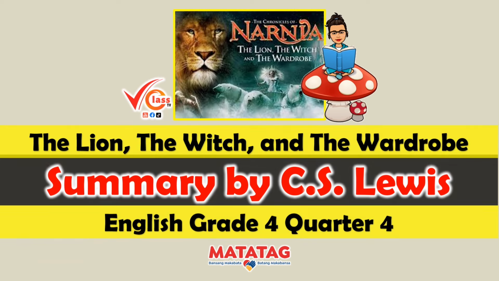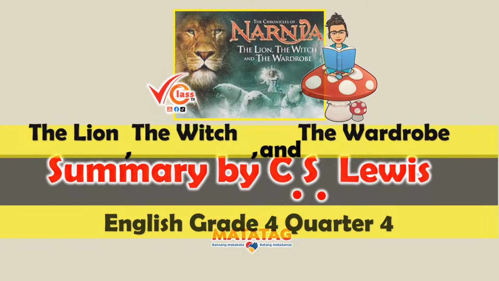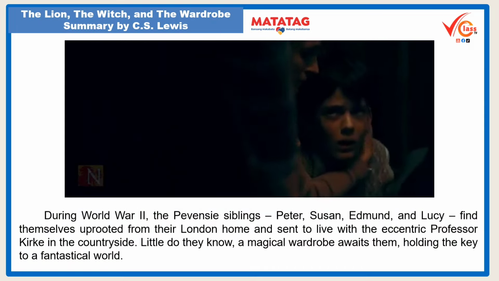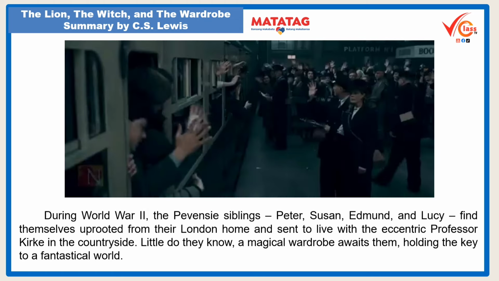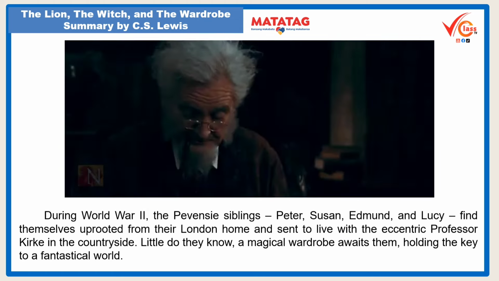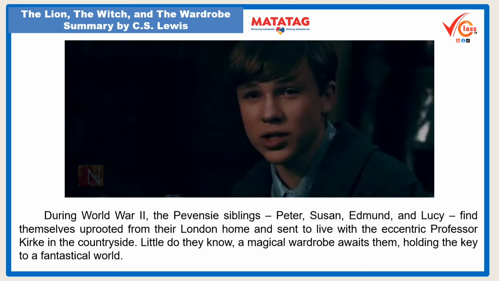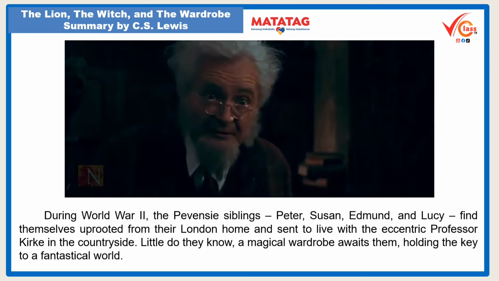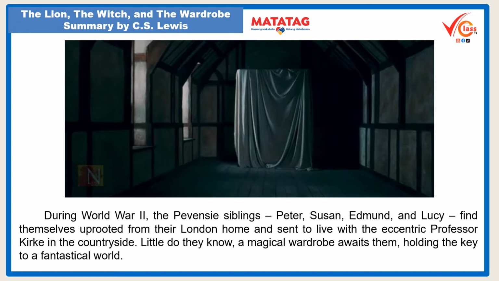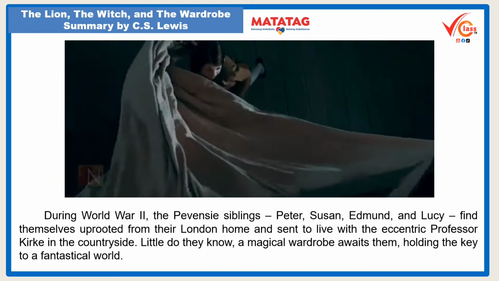The Lion, the Witch, and the Wardrobe. Summary by C.S. Lewis. During World War II, the Pevensie siblings, Peter, Susan, Edmund, and Lucy, find themselves uprooted from their London home and sent to live with the eccentric Professor Kirk in the countryside. Little do they know, a magical wardrobe awaits them, holding the key to a fantastical world.